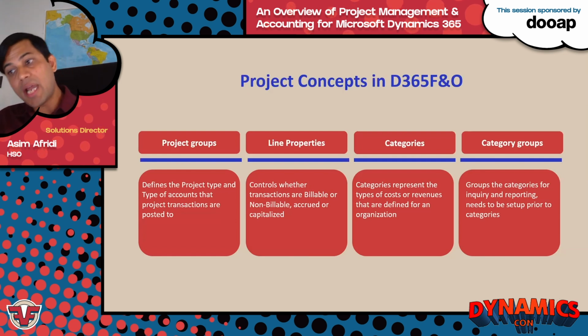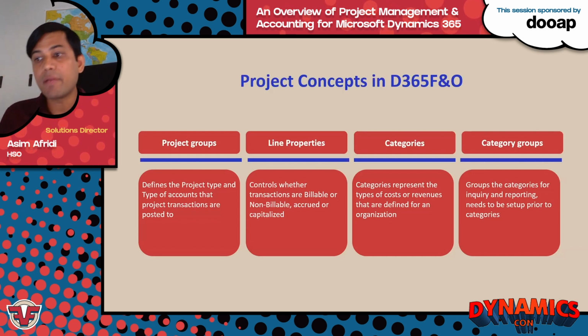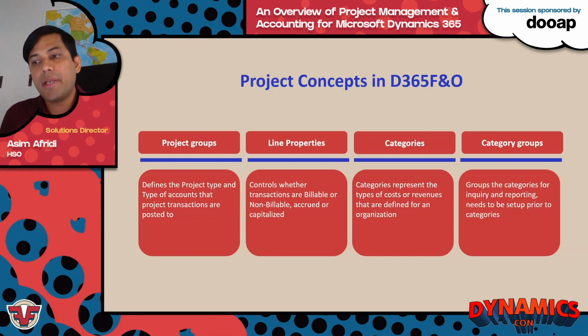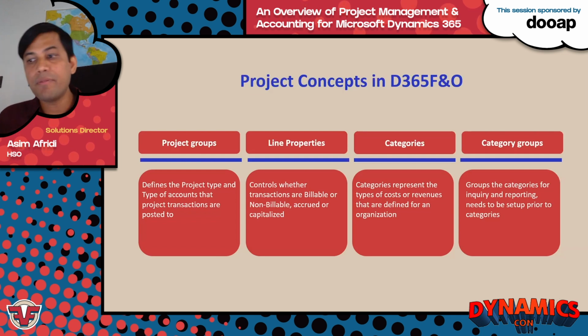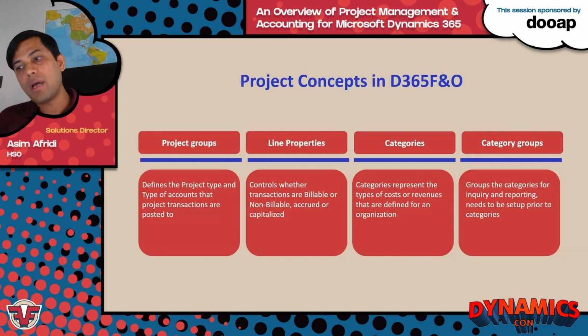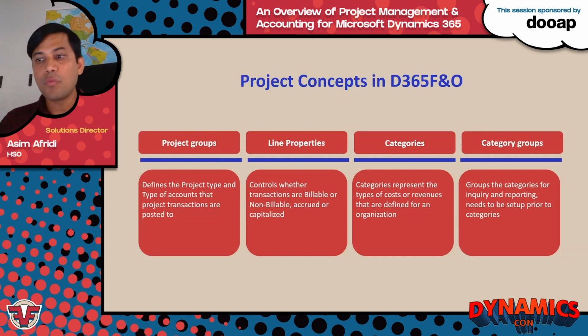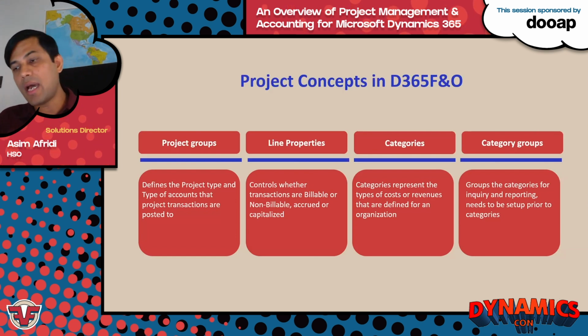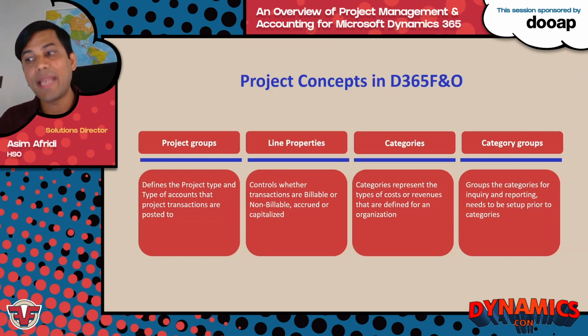Line properties can also drive the markups for the sales prices. For instance, on a time and material project, project categories are the main analytical groupings to categorize what a cost is about. Categories can be divided into four types of transactions: hours, items, expenses, and fees. Within those types, you can have different category groups to group together similar types of costs, for example, salary-related categories, benefits, or expenses such as hotel or travel-related expenses. You can group them in a similar category group.